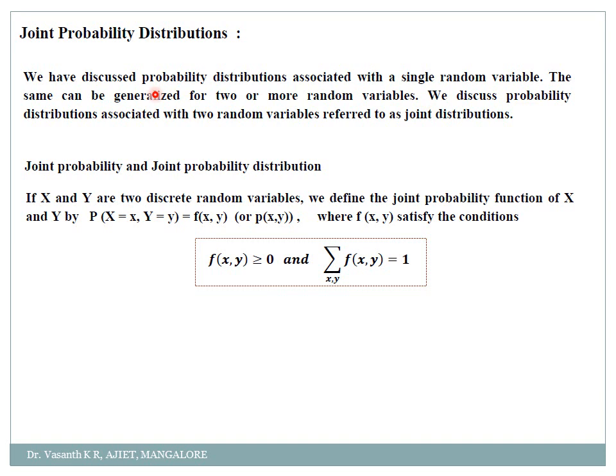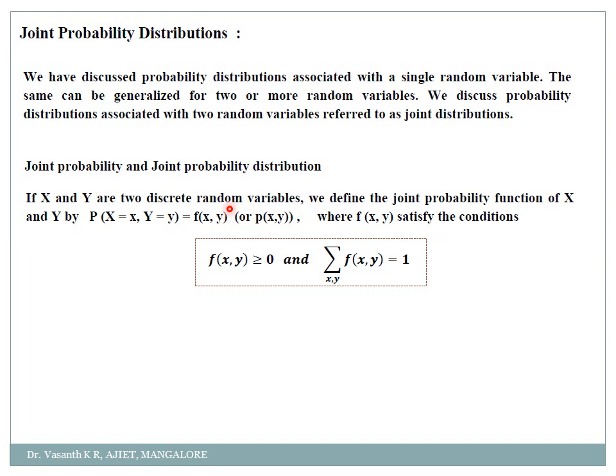It is especially associated with two random variables. Joint means how much? Two. So normally we come across two random variables here. Now what is the condition for the joint probability distribution? If x and y are the two random variables, then we denote the joint probability function of x and y by probability of x comma y. We write it as probability of capital X comma y, or simply f of xy or p of xy. See my dear students, the notations are very important.